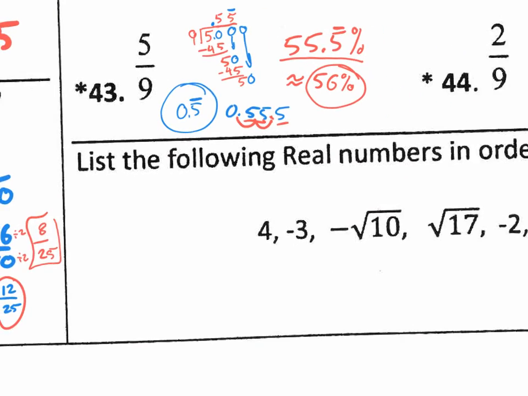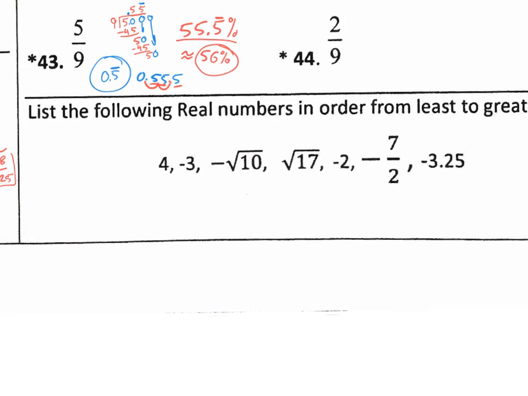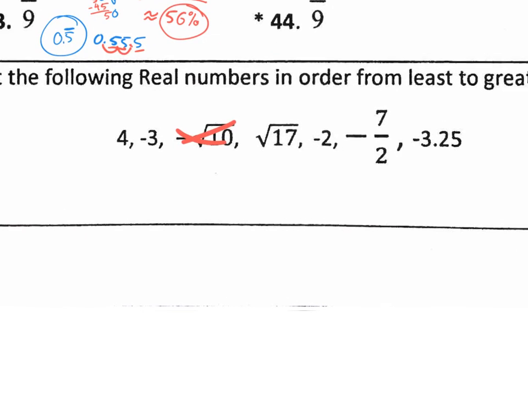Let's do this last one. But you know what? Let's eliminate the negative square root of 10. Let's eliminate that one. We need to put all these different numbers in order. We have different types of numbers here. Just to review, what kind of number is this if I asked you to classify it? The nice number 4. Natural. How about the negative 3? What would that be? Integer.